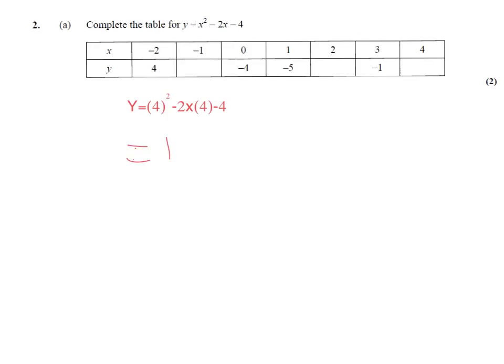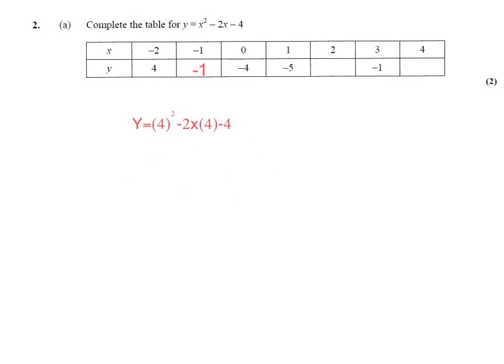1, because -1 squared is 1, minus 2 times -1. 2 times -1 is -2. So minus -2 is the same as add 2. Minus 4 would give us 1 plus 2 is 3. 3 minus 4 is -1.